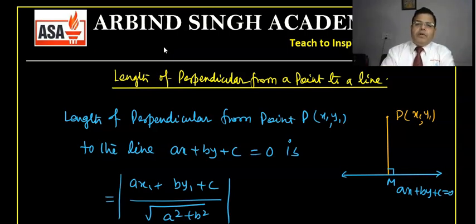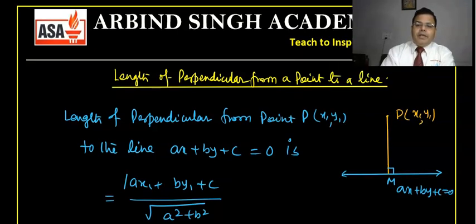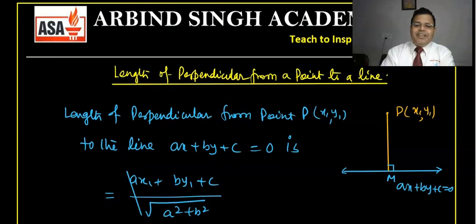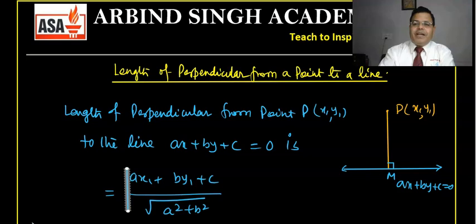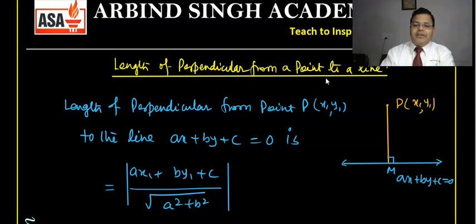When you do this, no proof is required here. Whenever there is a slope-based line, you can do this on your own. I have given you the concept, you can deal with it. I'm not going to do it right now. This is the formula you need to remember.